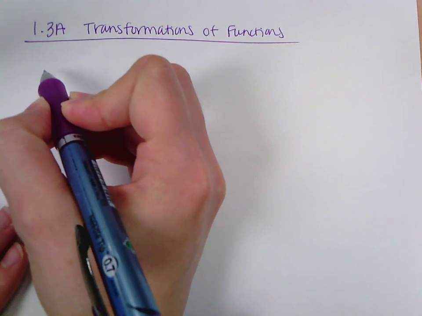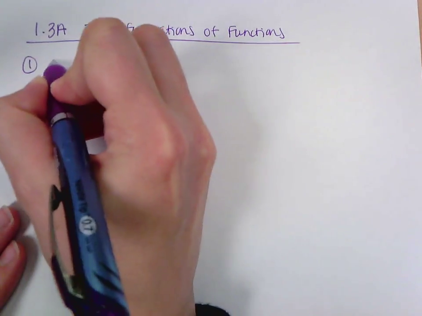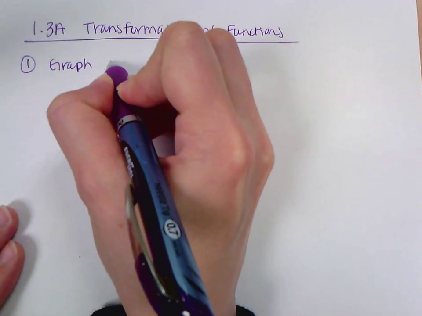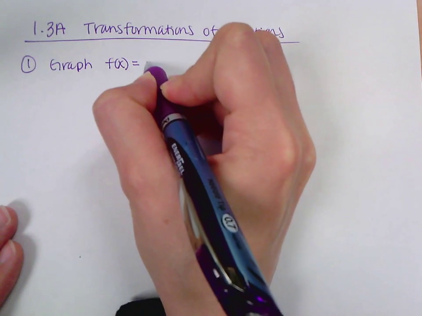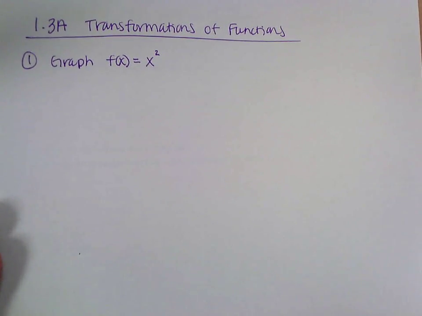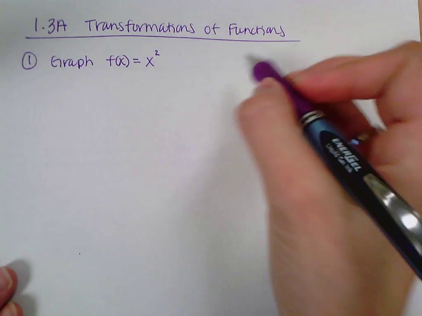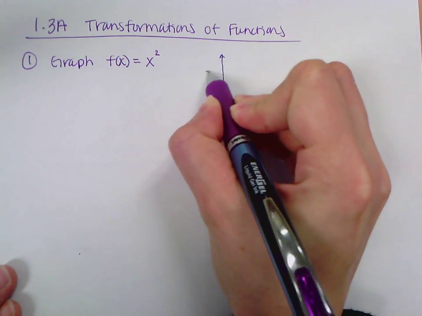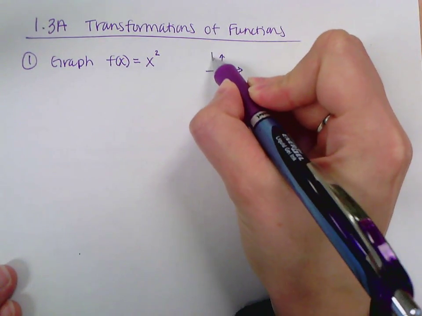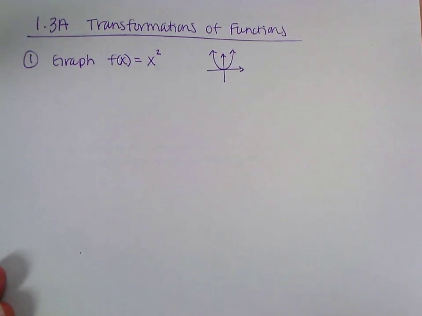So first of all, on your sheet, I'm just going to put up here, sketch a graph of f of x equals x squared. Just make a sketch. It doesn't have to be specific points plotted. Just sketch what that graph would look like. Can somebody tell me what it should look like? Parabola, vertex should be where? At the origin. Okay.